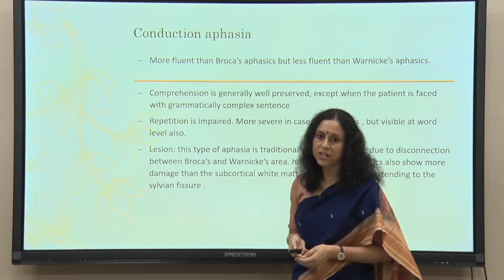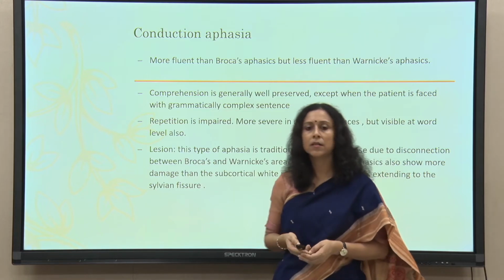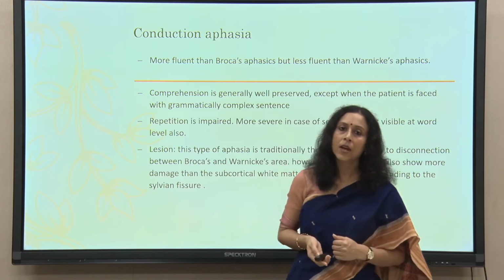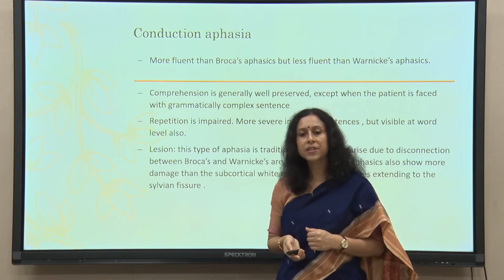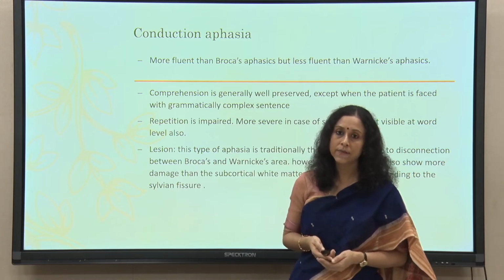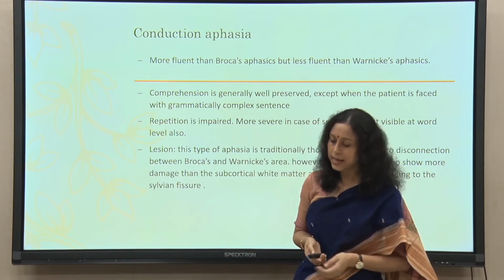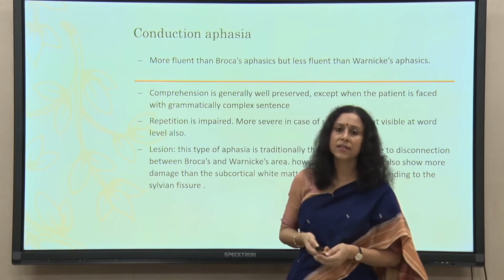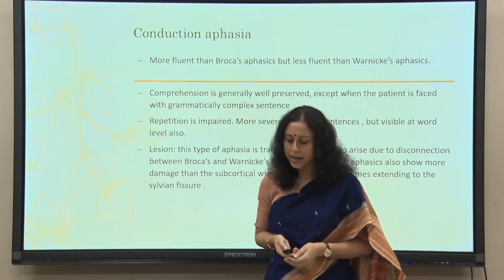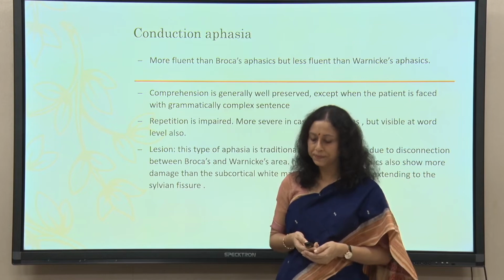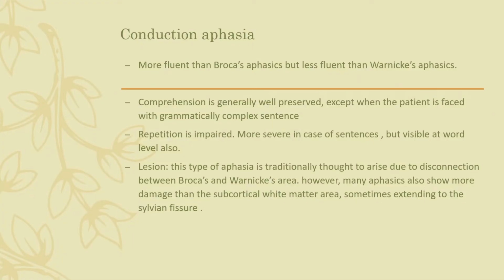Then we have conduction aphasia. This is somewhere in between Broca's and Wernicke's aphasia in terms of fluency. So, patients with conduction aphasia will be more fluent than Broca's aphasics, but less fluent than Wernicke's aphasics. In terms of comprehension, it is generally well preserved, except when the patient is faced with grammatically complex structures. Simple structures they are able to comprehend perfectly.